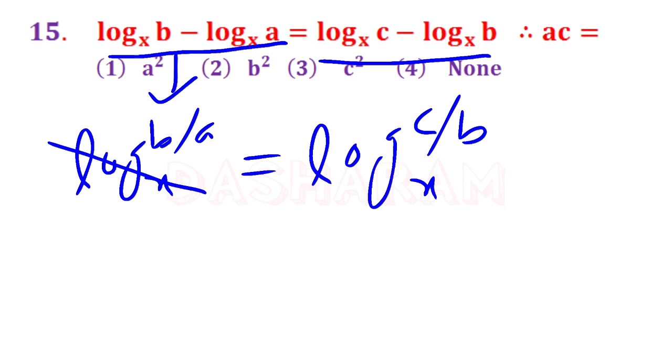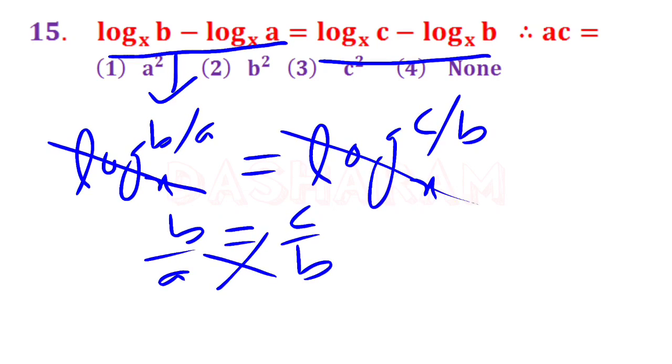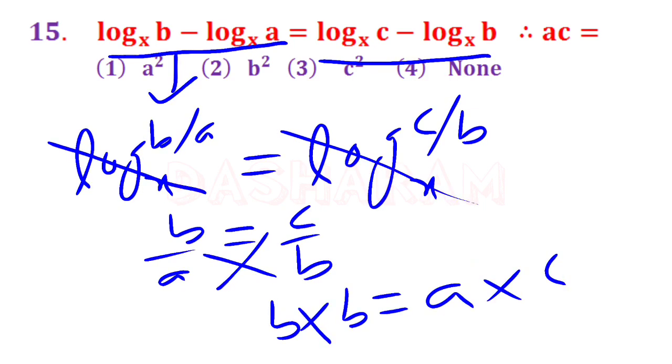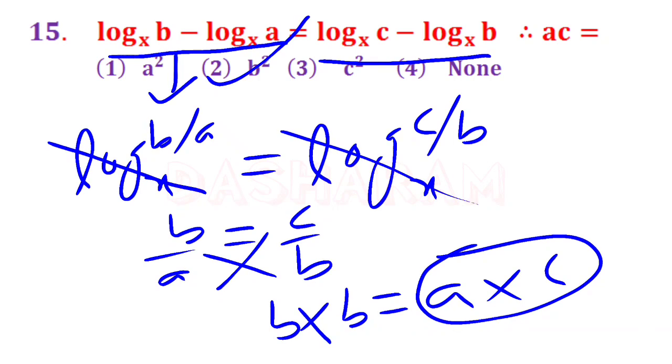So then we can cancel. Then b by a equals c by b. Now do cross multiplication. b into b equals a into c. So b into b equals a into c. Then a into c answer is b into b. b into b is b square. So option 2 is correct.